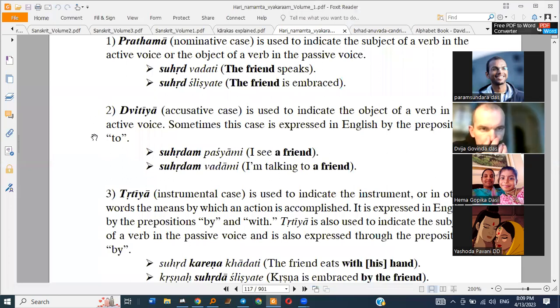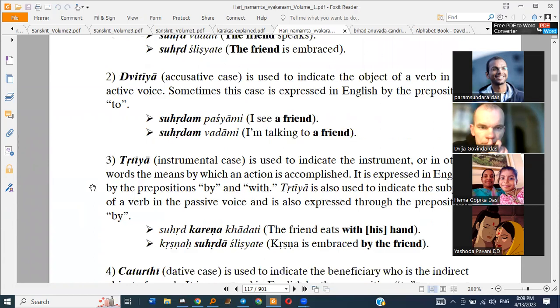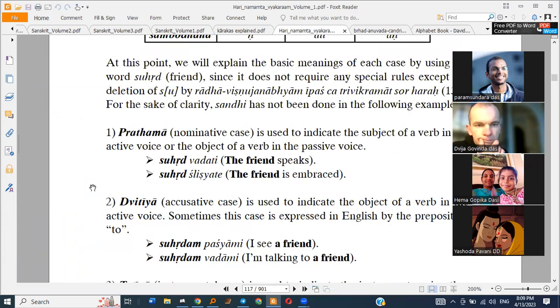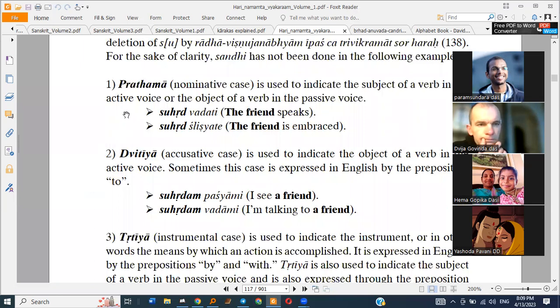So that was the second case, which is indicating the object, right? So first indicates the subject in active voice and object in the passive voice. Second case indicates object in the active voice.